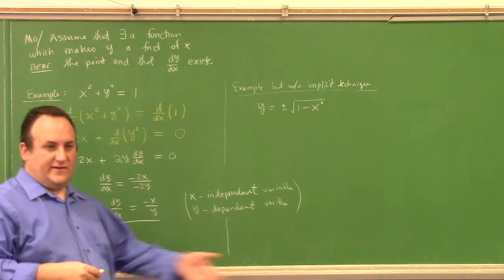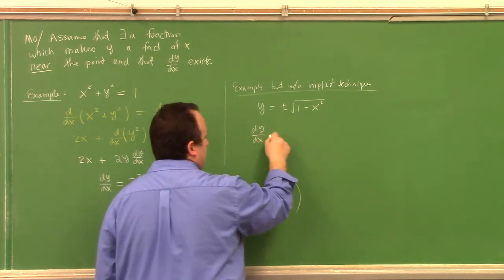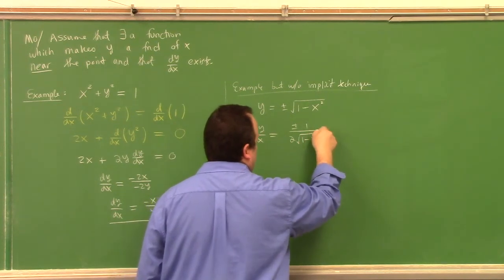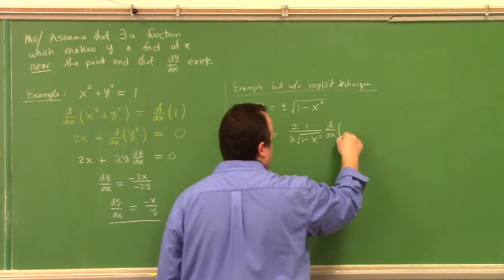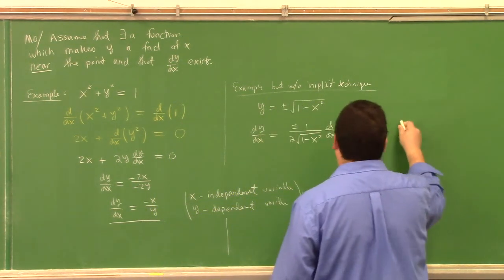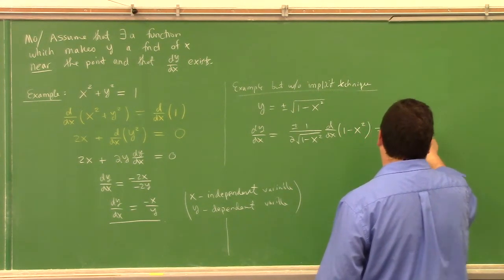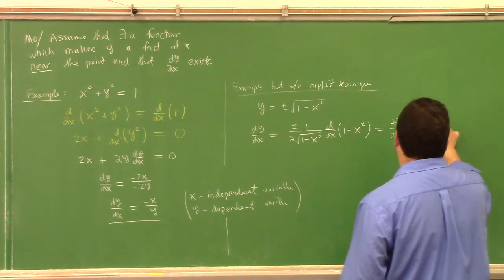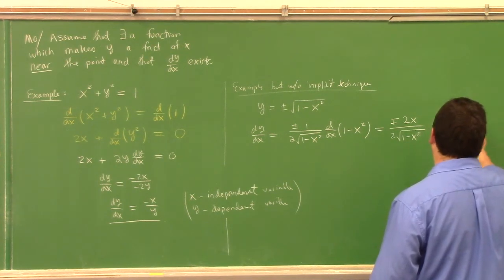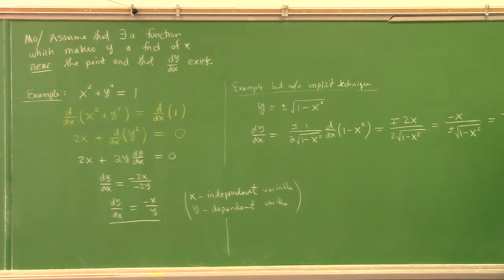And then we differentiate. And we get dy/dx is equal to plus or minus 1 over twice the square root of 1 minus x squared, times the derivative of the inside function, which is 1 minus x squared. And that gives me minus or plus 2x over 2 times the square root of 1 minus x squared, which gives me minus x over plus or minus the square root of 1 minus x squared. So hooray, there's a formula. But of course, this is minus x over y. So we don't disagree.